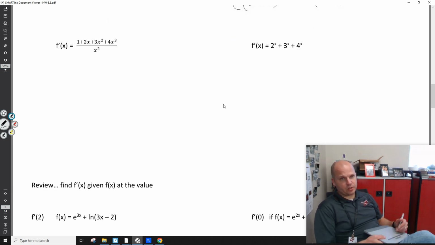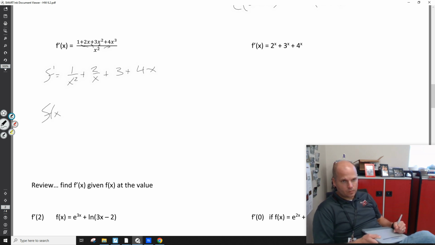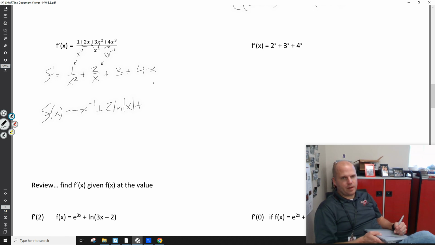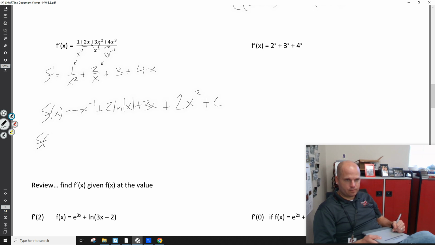You see this and you freak out, but don't forget about simplifying. If I divide everything by x squared, what do I get? Remember doing this? Power rule. This is x to the negative second. x to the negative first times negative 1. This is 2x to the negative first, 2 log absolute x. There's no chain here, so you don't have to worry about it. 3x, 4 x squared times a half times 2 plus c. Okay, so that's that.